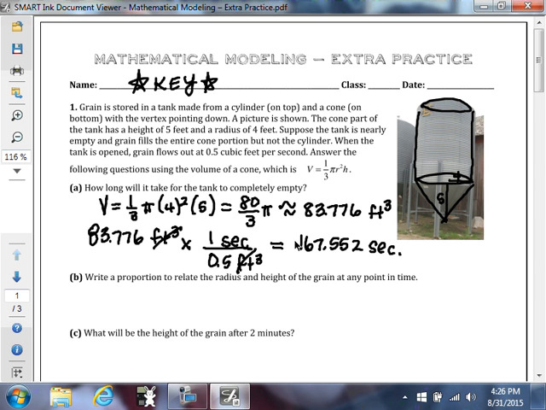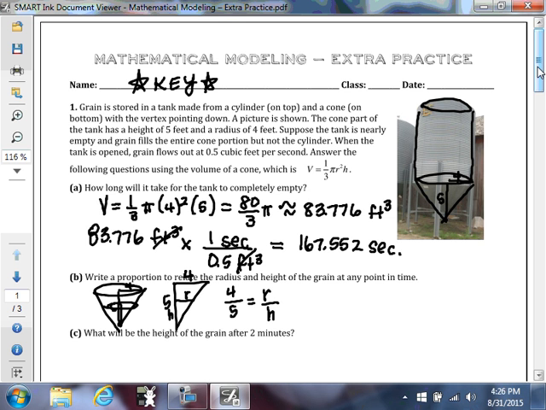Part B says write a proportion to relate the radius and the height of the grain at any point. So that's using the fact that your radius is 4 and your height is 5 for the whole cone. Now, as the grain goes down, you're still in that same ratio. Let me kind of draw it separately. So we have 4 and we have 5, and then we have R and we have H. So that's what we're going to use. So we're going to say 4 over 5 is equal to R over H, and that would be enough. And you could have that in lots of different forms. You could say 4 over R equals 5 over H, and so on.